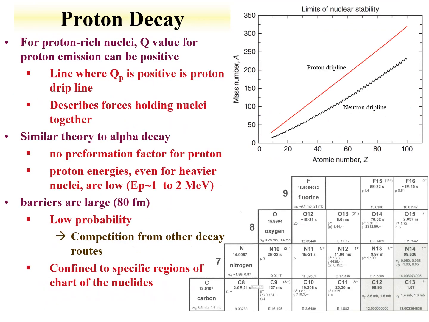The simplest example of a positive charged particle decay is the proton decay. We've explored the alpha particle, which is the most common. We discussed larger charged particles, such as carbon isotopes. And now let's focus a little bit on the simplest charged particle, which would be a proton decay. So for proton-rich nuclei, they have a Q value that can be positive for proton emission. And if we look at the chart of the nuclides, here the expanded version of the mass number versus the atomic number, we know that there are boundaries, and at this boundary you'd find the proton drip line.